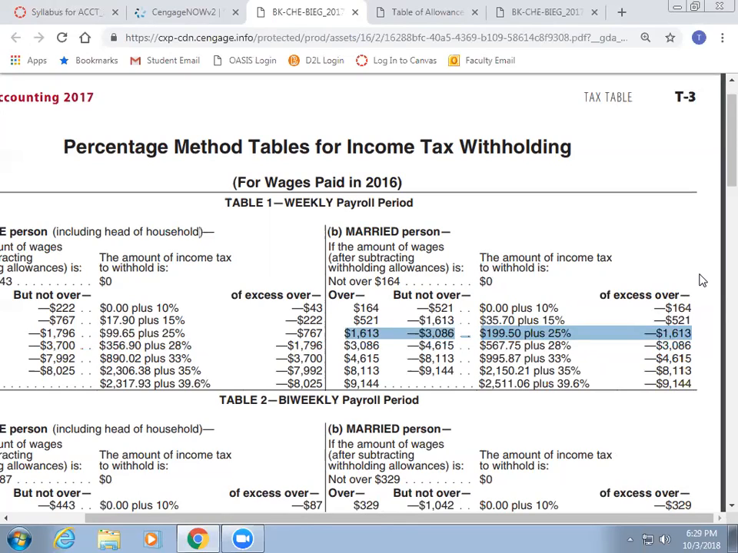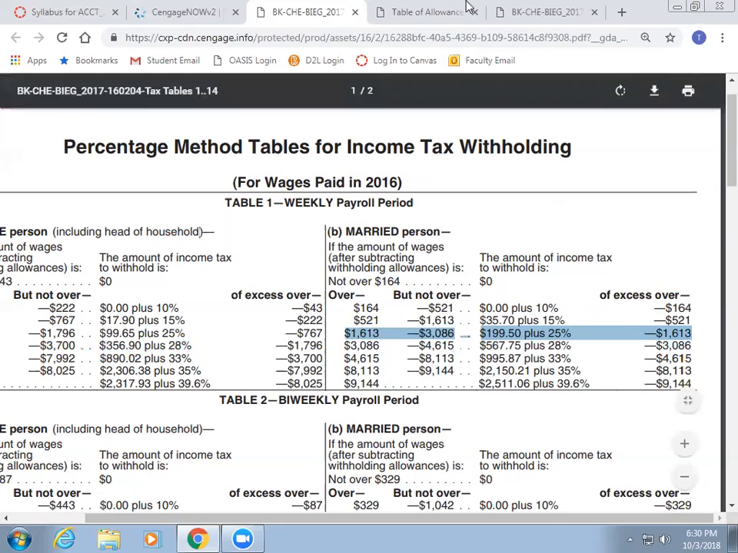Okay. 25% of that is $125.83. That I am going to add to the $199.50. So we should get $325.33.